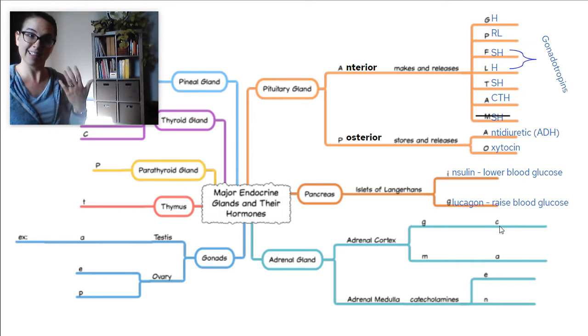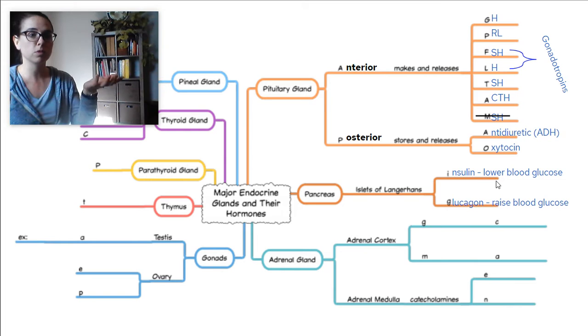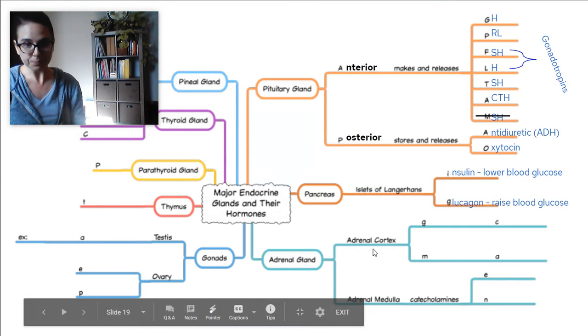Glucagon kicks in. In fact, let's say I skipped a meal, you skipped breakfast or something, and your blood sugar dropped a little bit. Glucagon kicks in, and it encourages your liver to release glucose into your bloodstream so that your blood sugar will rise. So they just work opposite of each other.